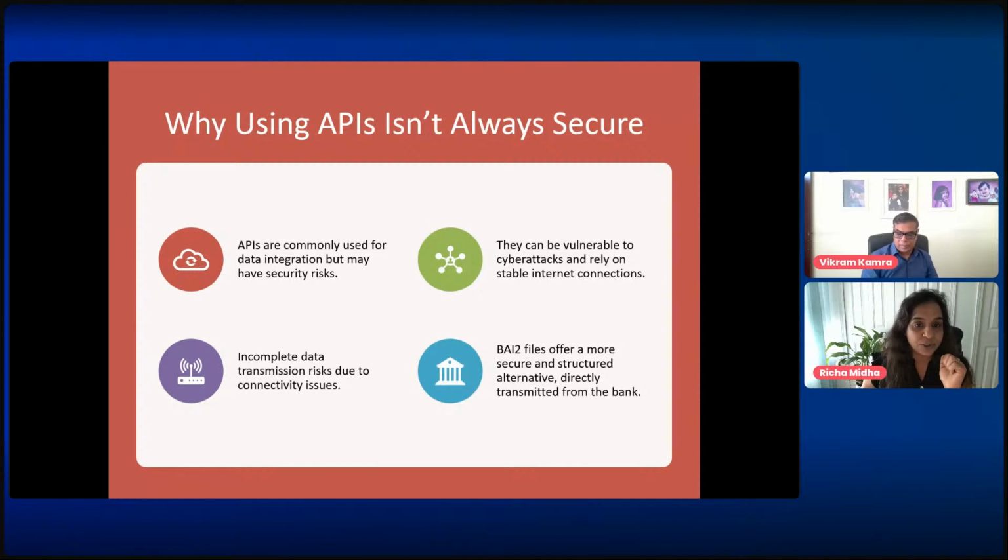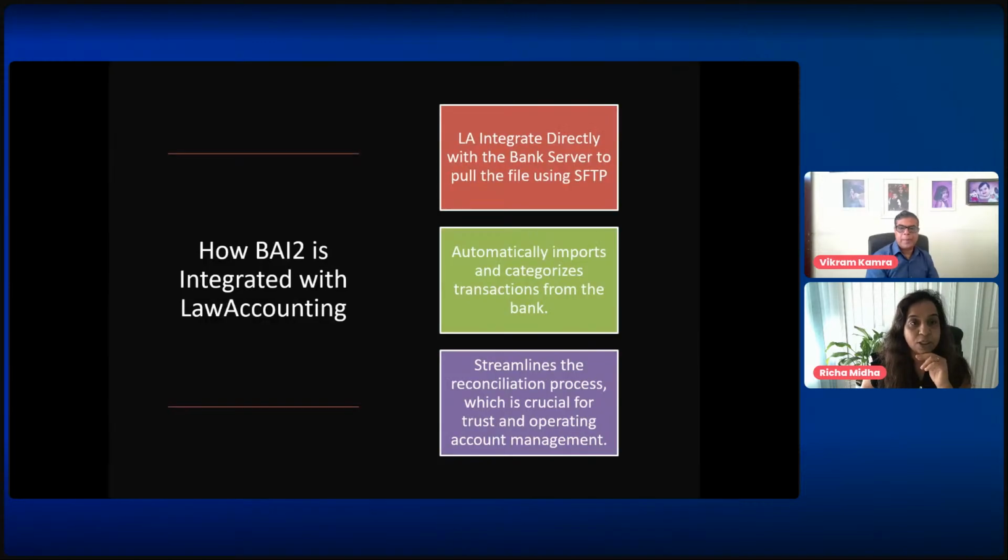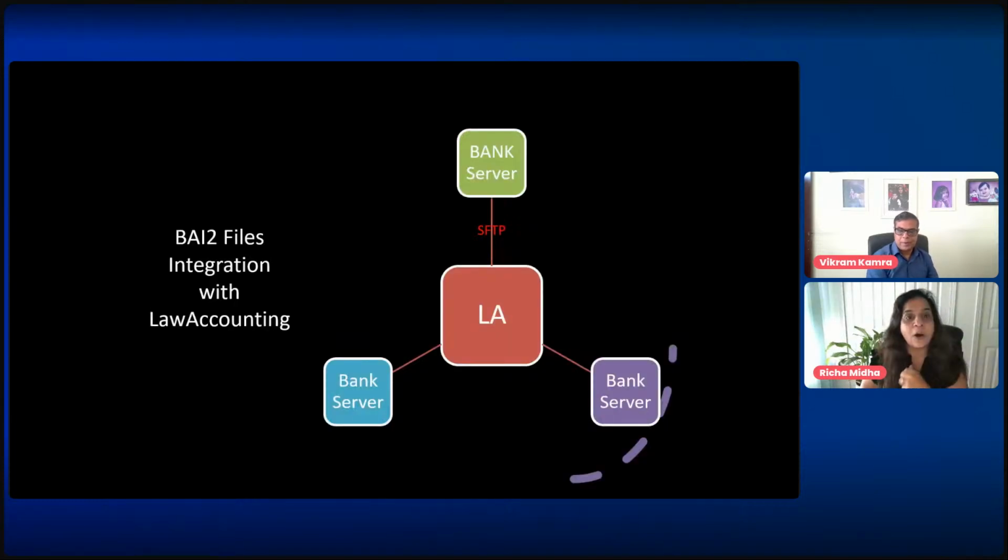Now, if you go one slide back. So now how does this process work? BAI files are sent via SFTP from the bank server, and it is loaded into Lockcounting using the data loader tool. So basically no API connection is needed, and here is why.